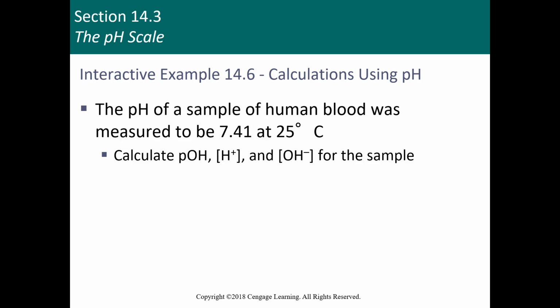Alright, so the pH of a sample of human blood was measured to be 7.41 at 25 degrees Celsius. So let's calculate the pOH, the H+ concentration, and the OH- concentration for the sample.